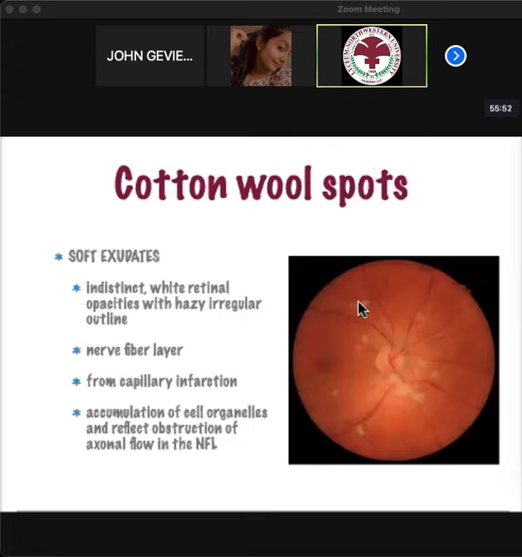So these are soft exudates, the cotton wool spots. They have indistinct white retinal opacities with hazy irregular outline. What layer? Again, it's in the nerve fiber layer. Hard exudates are deeper, usually on the outer plexiform layer, outer nuclear layer. Soft exudates, because they are irregular, feathery, medyo ibabaw, or more anterior, they are from the nerve fiber layer. They are accumulations of cell organelles and reflect obstruction of axonal flow in the nerve fiber layer. So they are usually associated with ischemia.